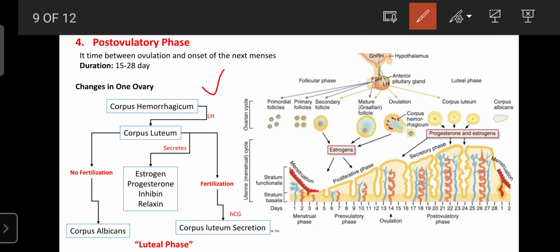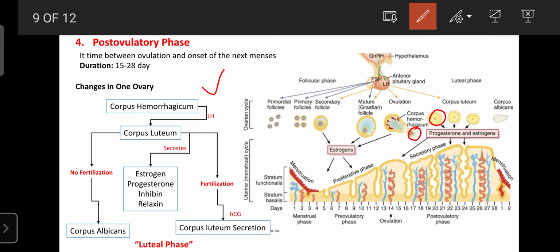Okay, so this is the structure. Here the ovum is released and one small clot occurs inside the Graafian follicle, due to the rupture or breakdown of the internal components of the mature follicle. Small bleeding leads to a clot, so that cell is known as the corpus hemorrhagicum.